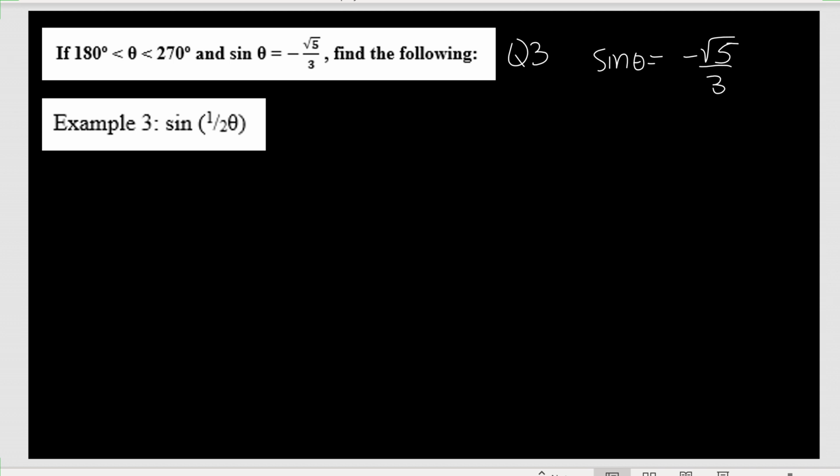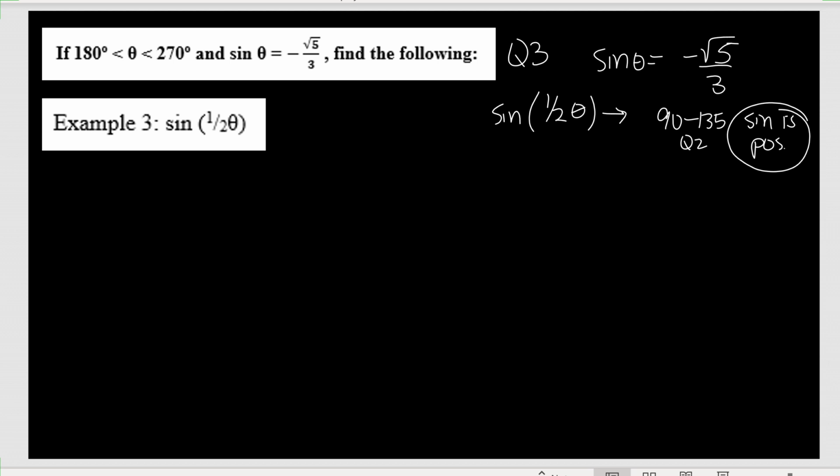I also need to know, if sine's negative there, then for half of that angle, is sine going to be positive or negative? Okay, so half of 180 is 90 and half of 270 is 135, which puts me in quadrant 2, and sine is positive in quadrant 2. Okay, good. Now, they didn't tell me cosine, and for the half angles I need the cosine value as well.